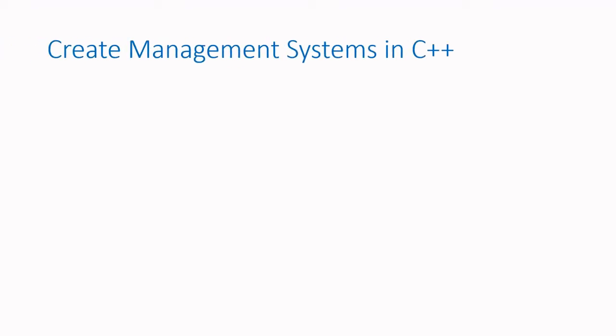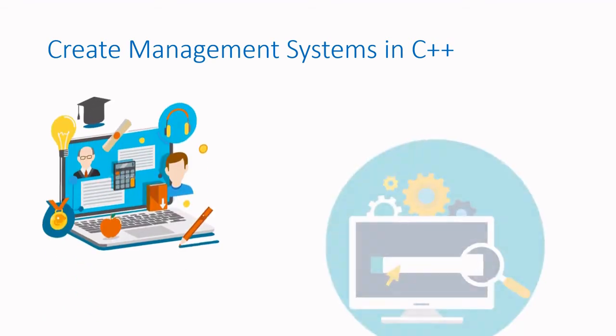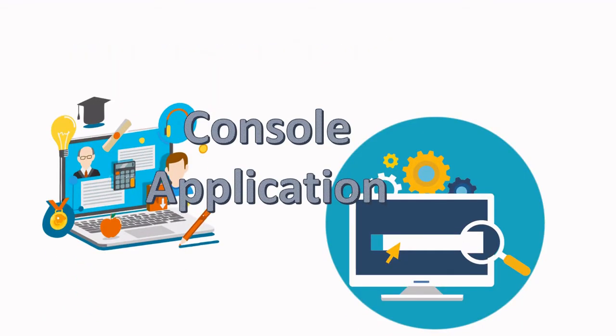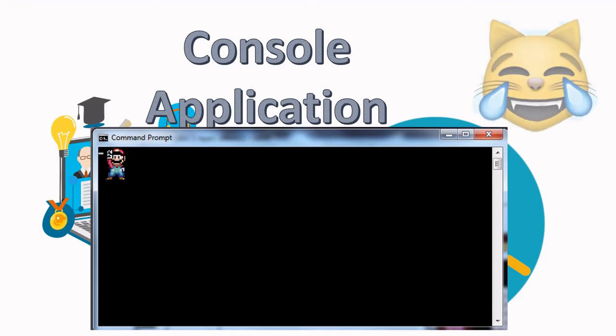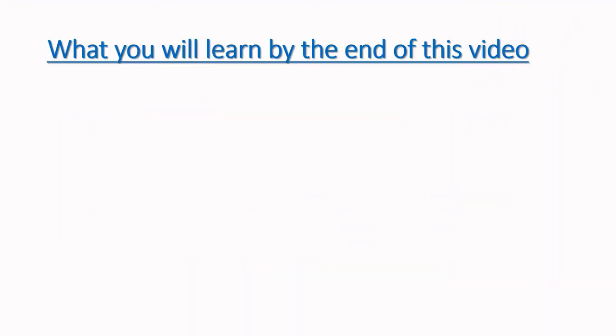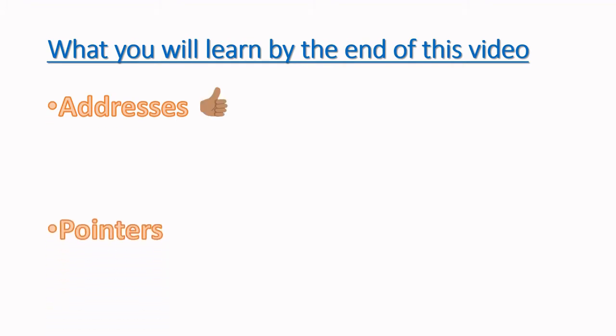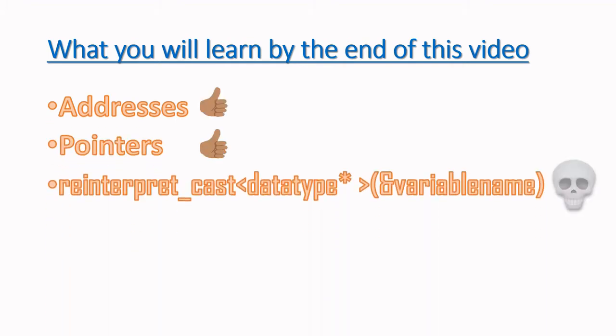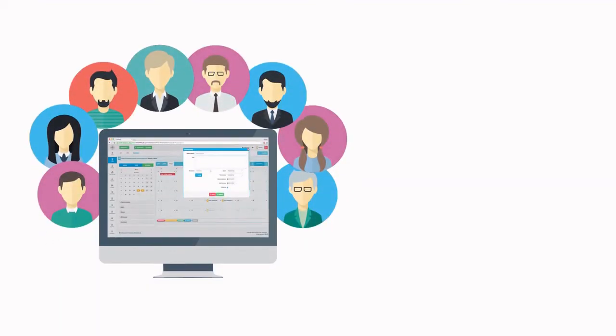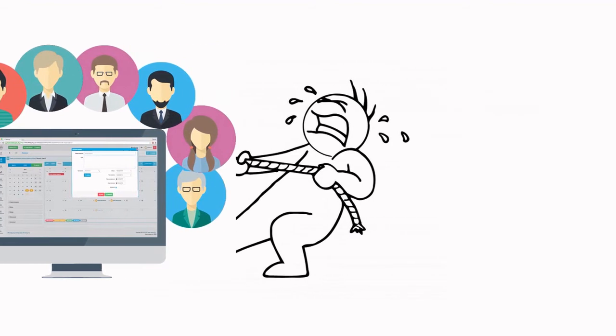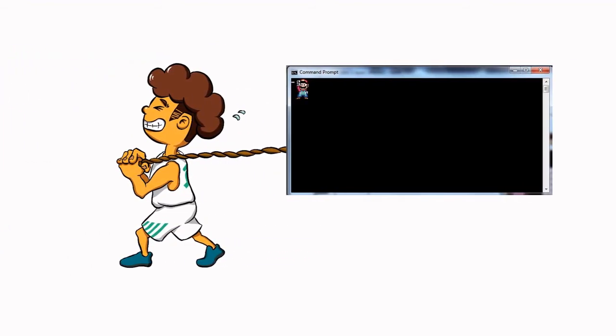Welcome to part 1 of creating a management system in C++. And to be fair with you, a console management system, not a fancy GUI desktop app, unfortunately. By the end of this video, you should be able to fully understand pointers, addresses, and reinterpret cast. You will need these concepts and functionalities to be able to build truly impressive management systems. Again, saying truly impressive is stretching it, because these are console applications. Okay, let's get down to business.